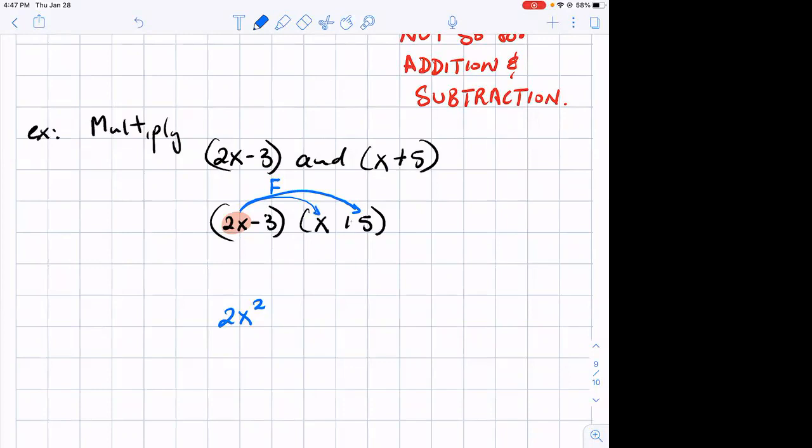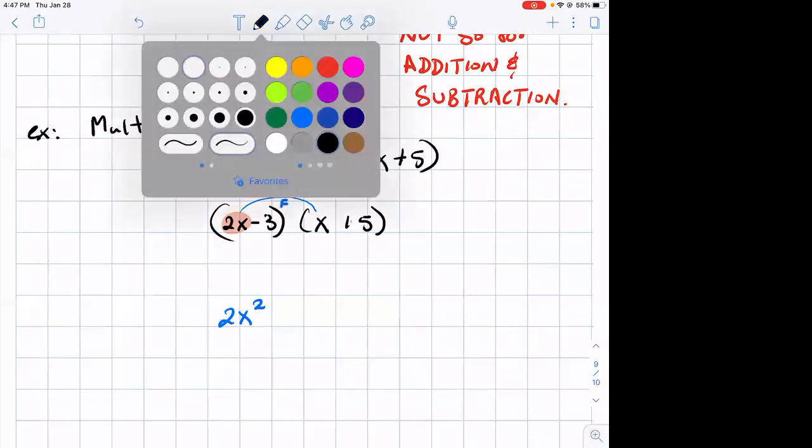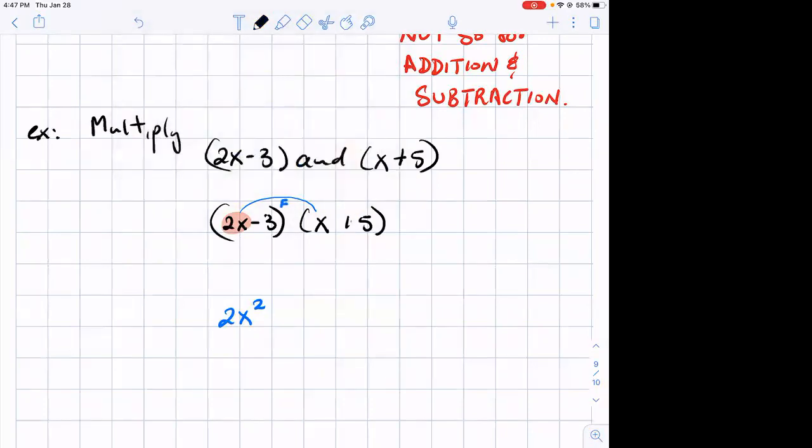Maybe I should redo that. So I'll put the F here. When I do this again, I do this and this now, and that's where the word O comes in, meaning the outer terms. So 2x times a positive 5 becomes a positive 10x. Okay?